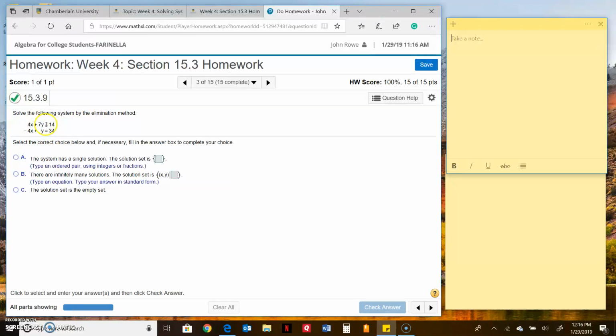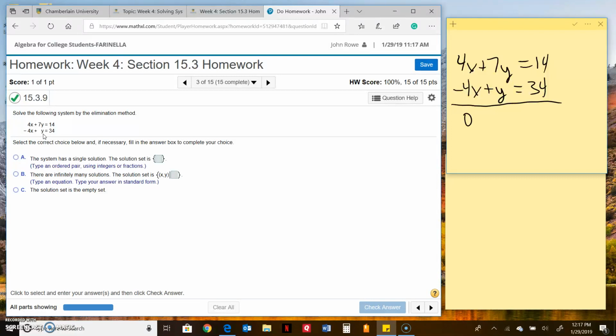4x plus 7y equals 14 and negative 4x plus y equals 34. So what we're going to do is eliminate one of these variables. Take 4x plus 7y equals 14 and negative 4x plus y equals 34. So these are already lined up. Let's go ahead and eliminate the x variable.